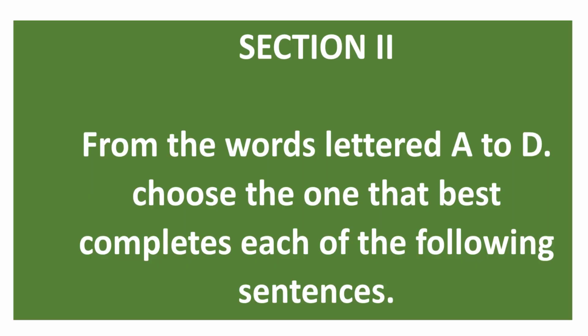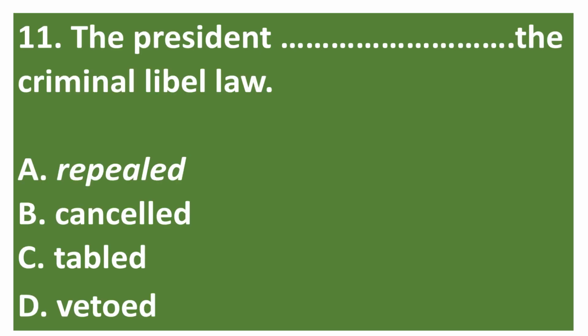Section II. From the words lettered A to D, choose the one that best completes each of the following sentences. Question 11. The president dashed the criminal libel law. A. The president repealed the criminal libel law. B. The president cancelled the criminal libel law. C. The president tabled the criminal libel law. D. The president vetoed the criminal libel law. The correct answer to this question is A. The president repealed the criminal libel law.